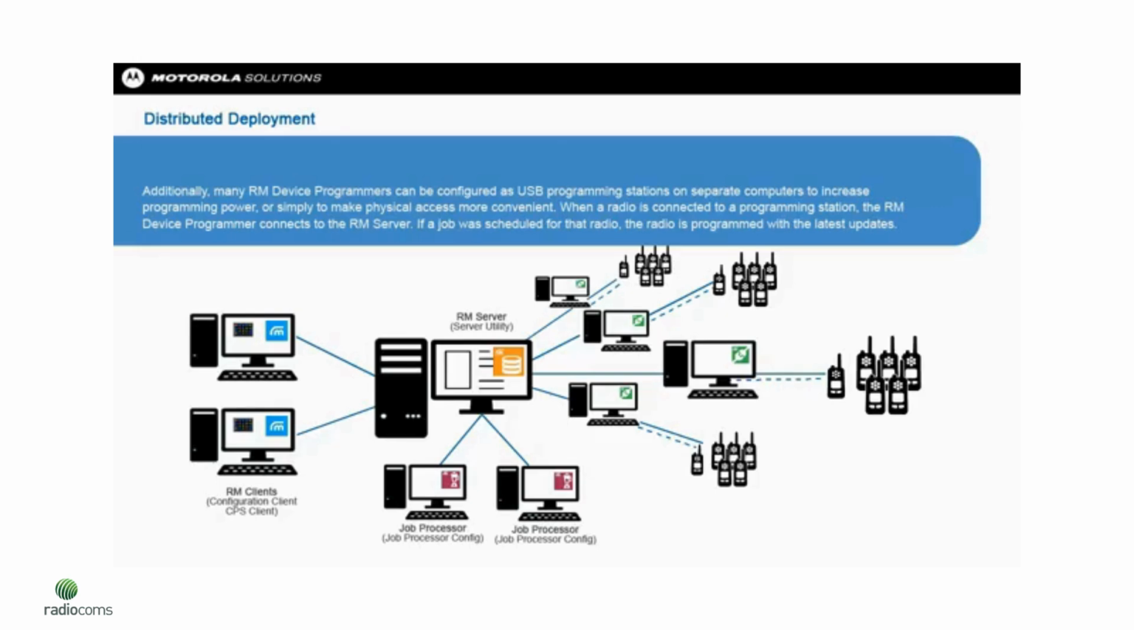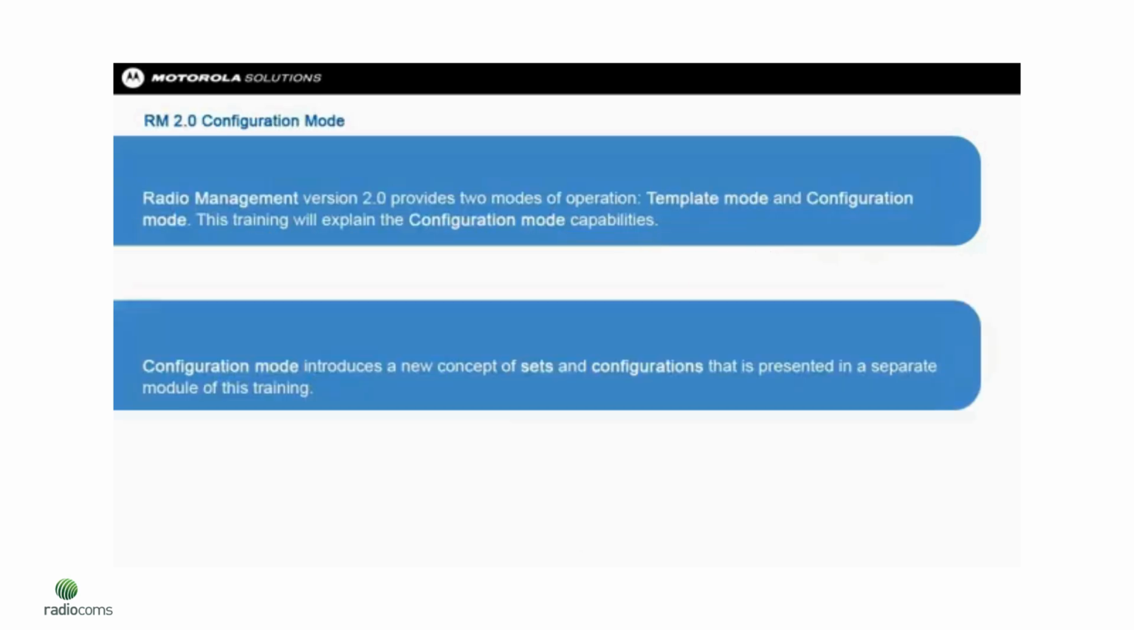When a radio is connected to a programming station, the RM device programmer connects to the RM server. If a job was scheduled for that radio, the radio is programmed with the latest updates. Radio Management version 2.0 provides two modes of operation: template mode and configuration mode. This training will explain the configuration mode capabilities. Configuration mode introduces a new concept of sets and configurations that is presented in a separate module of this training.